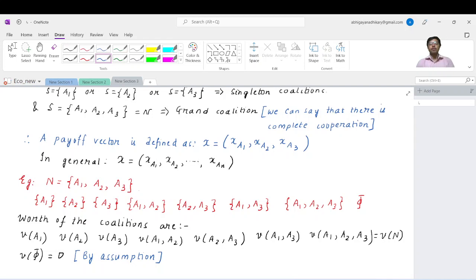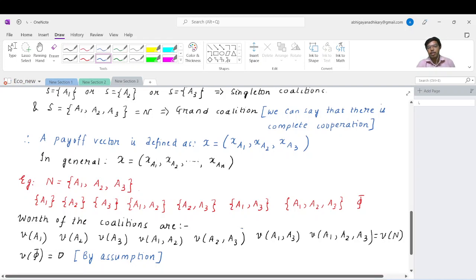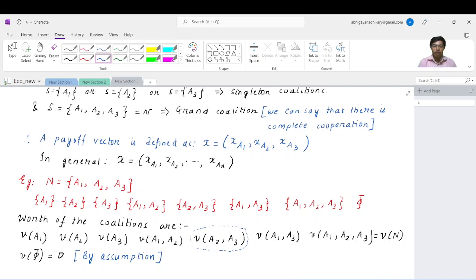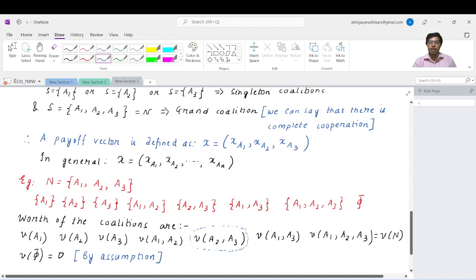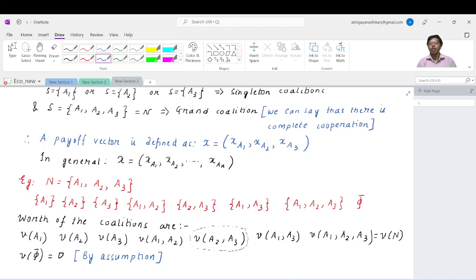Let me repeat once more what essentially V of A2 A3 is. If A2 and A3 only decide to cooperate separately, then what will they produce out of this coalition that they have decided to form? If A2 and A3 only decide to cooperate and not with the rest of the society, then what is the output that they will produce? That is what is denoted by V of A2 A3.